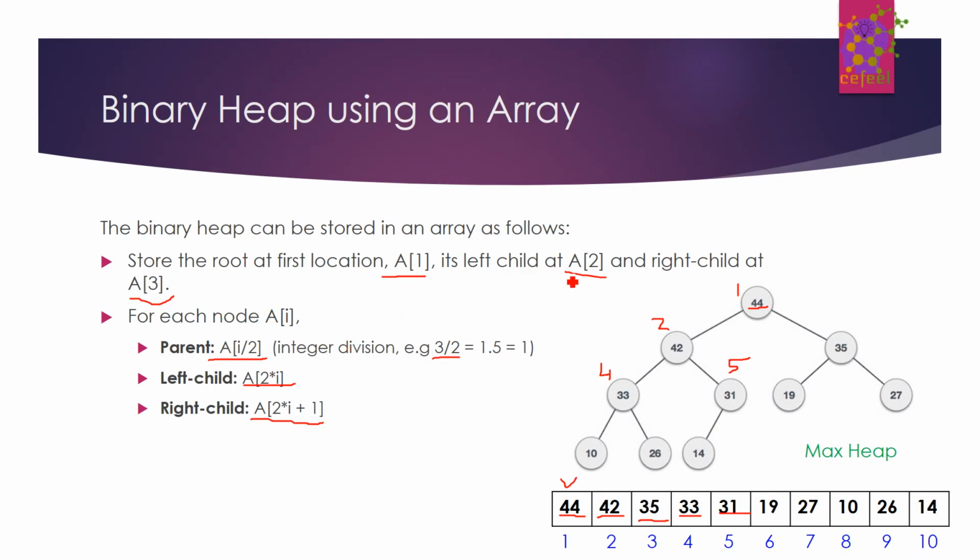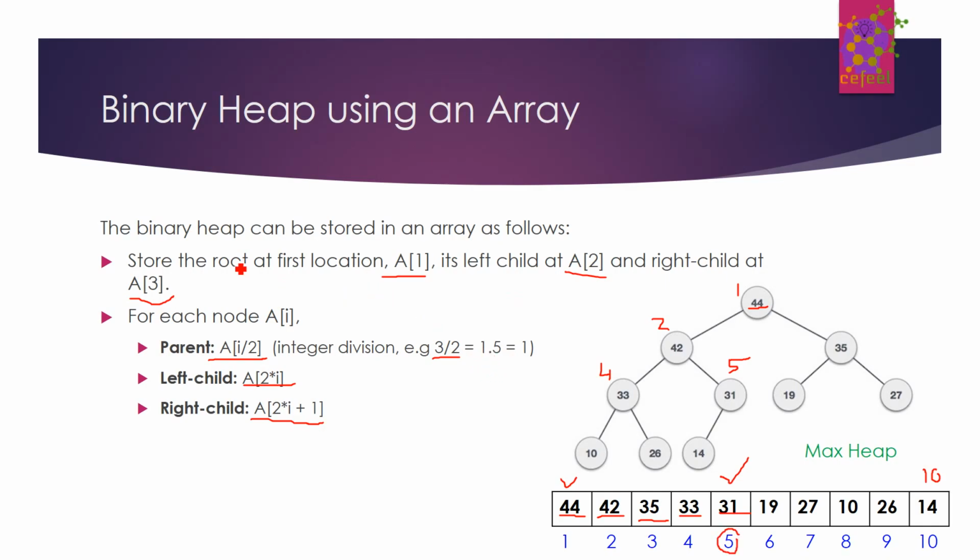Let's take another example. Let's say we will take 14. Now 14 is located at the 10th node, so 14's index is 10, and let's see where its parent is. As per this formula, it should be located at 10 by 2, which is 5. So 5 is 31. So notice we have 31 located at node 5.